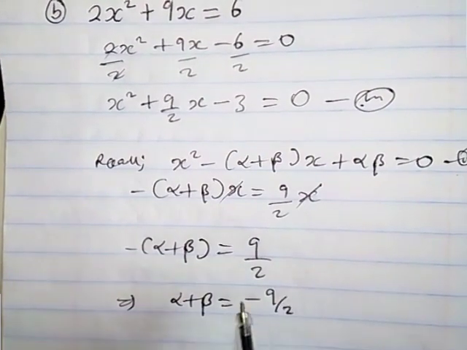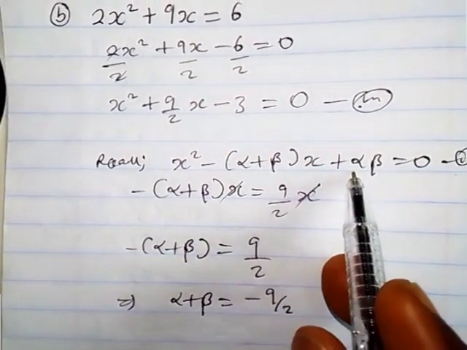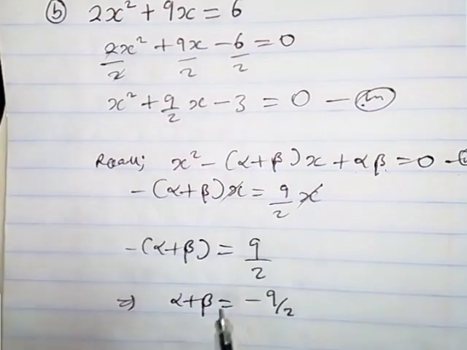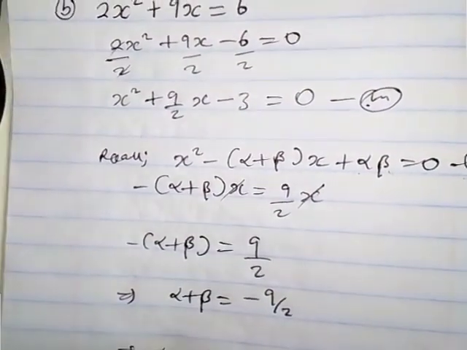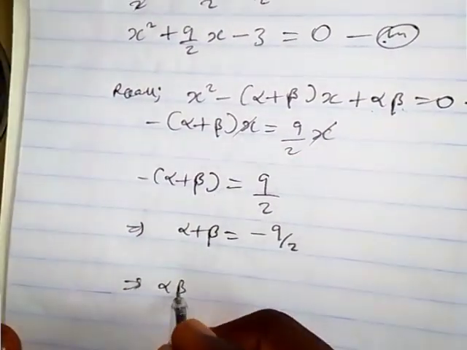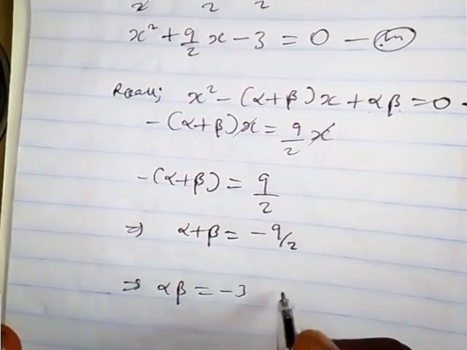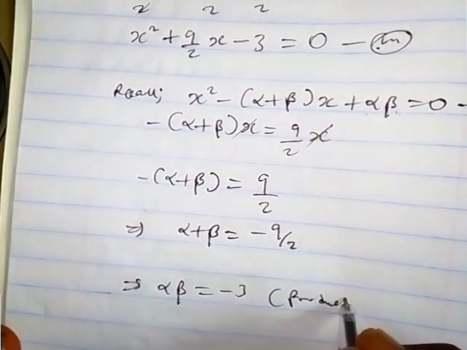Now, to obtain the product, we simply compare alpha beta with minus 3, which implies alpha beta equals minus 3. So this is our product and this is our sum of the roots.